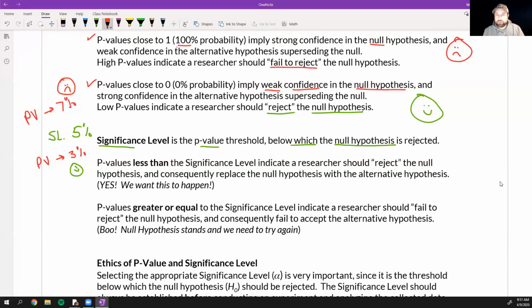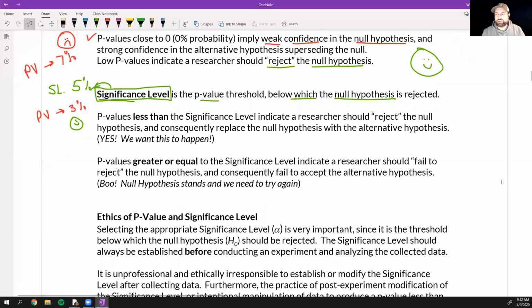And so this is how these two players interact. The significance level sets the bar. It tells you what measurement you have to come in below in order to reject the null hypothesis. And that's our whole goal. Our goal is to push the king off the mountain. Our goal is to reject the null hypothesis.